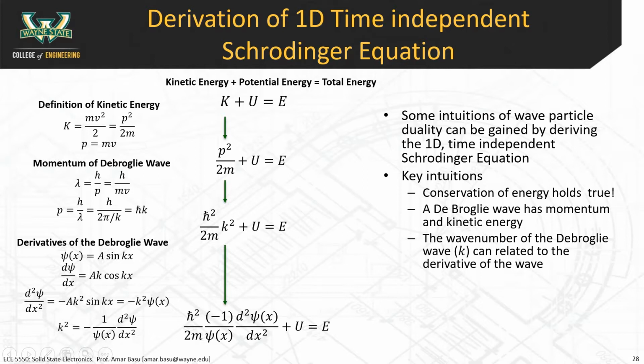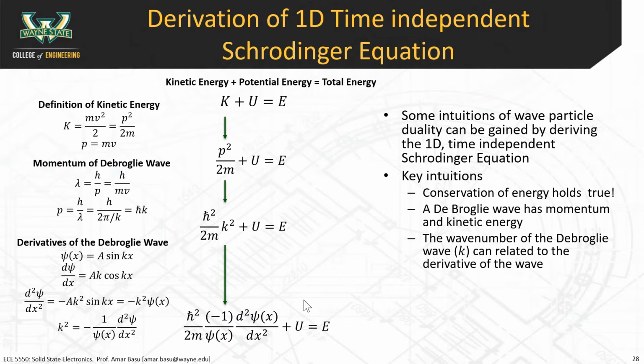Now we have an equation with psi of x and the second derivative of it. I like to emphasize why we did certain things. This equation is useful. It's telling you that the kinetic energy is proportional to the square of the wave number, but we want to actually get at the wave function itself that describes the location of an electron.